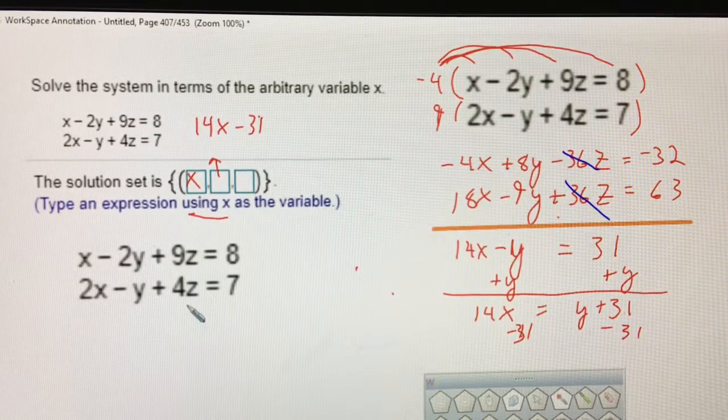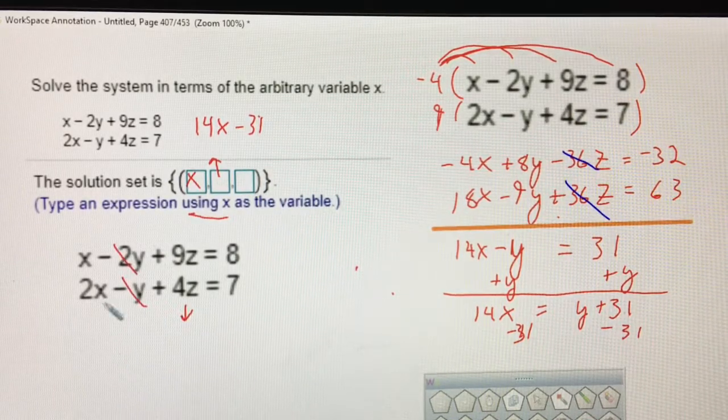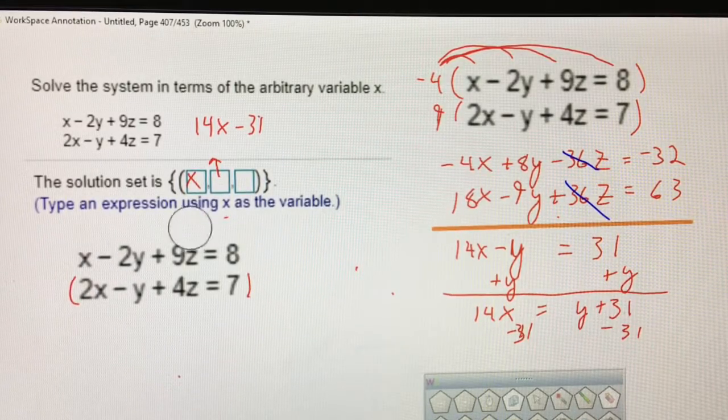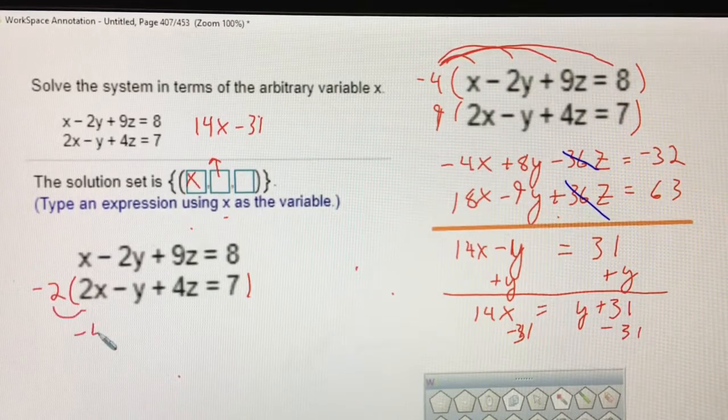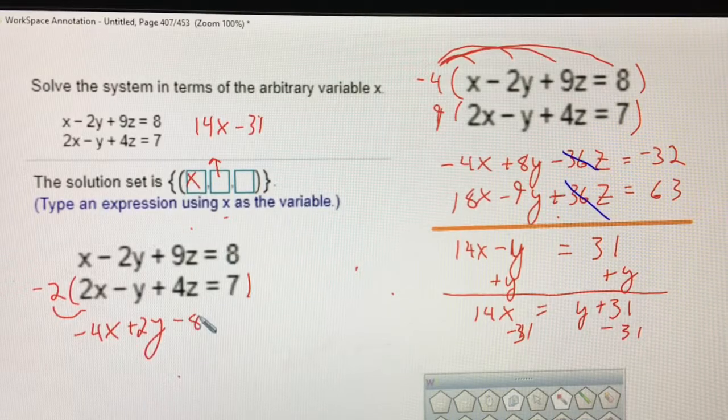So now I'm going to come over here, and I'm going to solve this one for z. So that means I want to eliminate the y. I'm going to have a z left over and an x left over. So let's see what I need to do to eliminate the y. Oh, I don't even need to multiply the top one. I'll multiply the bottom one by negative 2. That's going to give me negative 4x plus 2y. And notice, my plus 2y and my negative 2y will eliminate. Minus 8z equals negative 14.